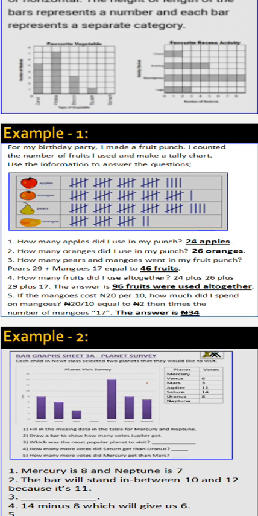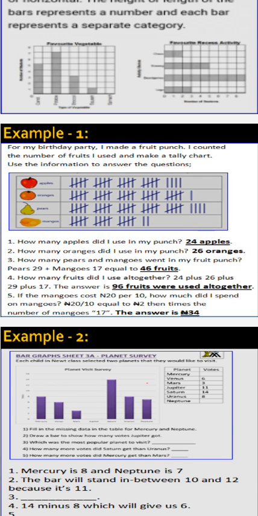Then question 4 now, how many fruits did I use all together? That means you count how many apples, how many oranges, how many pears, how many mangoes. We have 24 apples, 26 oranges, 29 pears, then 17 mangoes to give us 96 fruits were used all together.